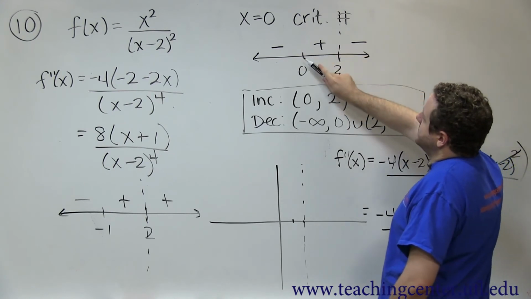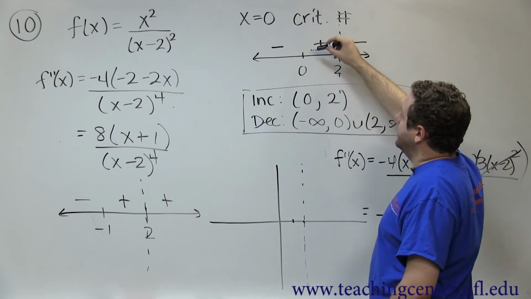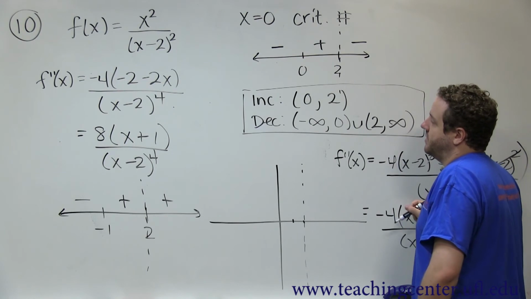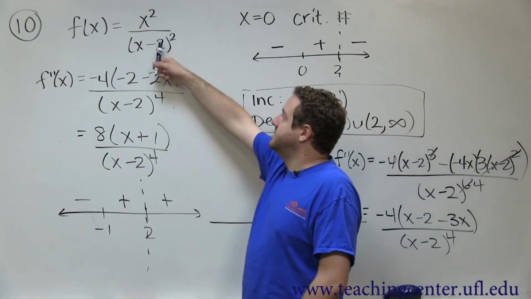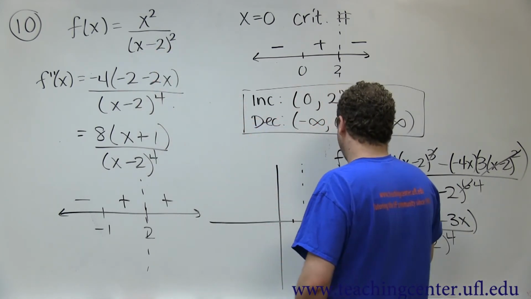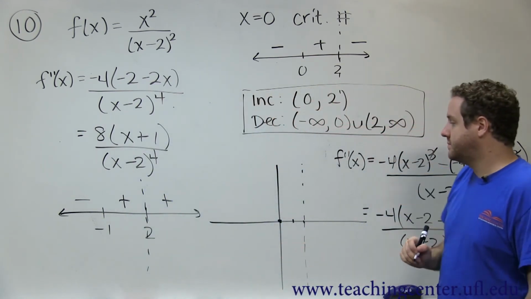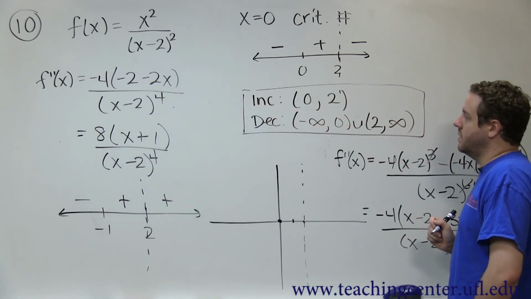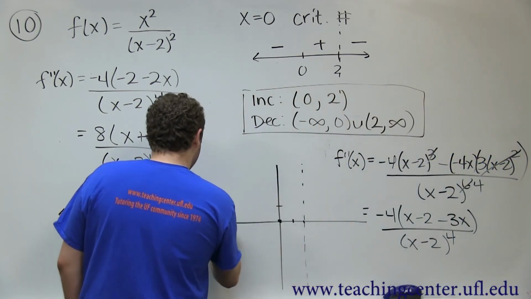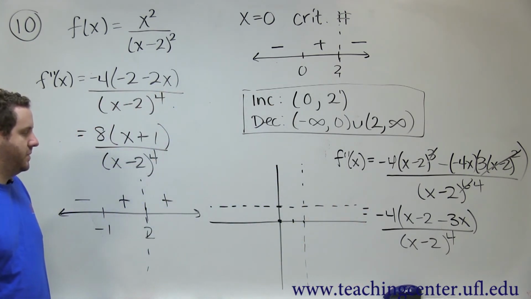We know that it has a min at 0, because it goes from decreasing to increasing, and that's a critical number. We could figure out exactly what that point is by plugging 0 back into the function, and that's pretty easy. If you plug in 0 here for x, you get 0. So this graph goes through the origin, and that is in fact a min. Remember that we said we also had a horizontal asymptote of y equals 1. So we have that horizontal asymptote as well.